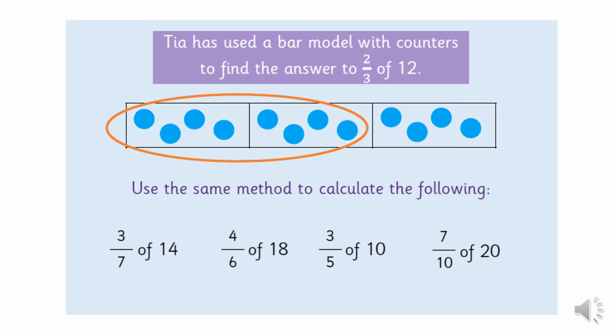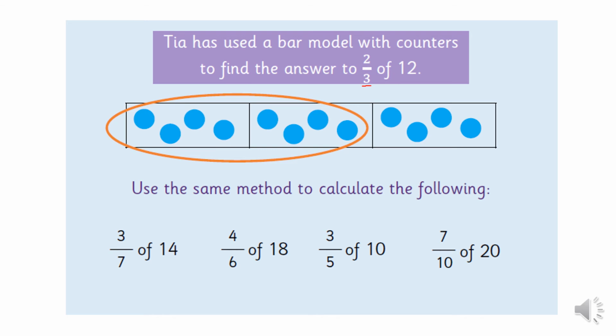Trying this one now. Tia has used the bar model with counters to find the answer to 2/3 of 12. So again, we are finding thirds of numbers. Therefore, we need 3 sections of our rectangle. 1, 2, 3. Then 12 is shared out equally into those sections. And because we want to find 2/3 of the number, we add up the amount we find in 2 of the sections. You're going to have a go as well.